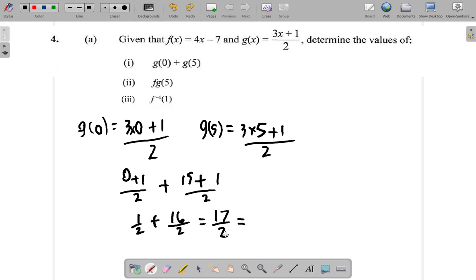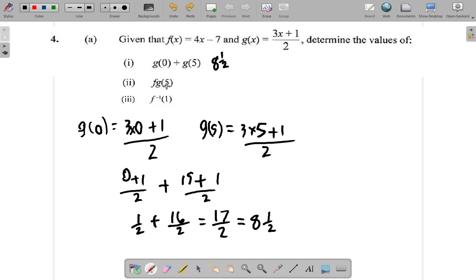You can change it to a mixed fraction by saying how many 2's are in 17? There are 8 2's in 17. Remaining 1. So it's 8.5 I mean. So this is 8.5. Same thing as 17 over 2.